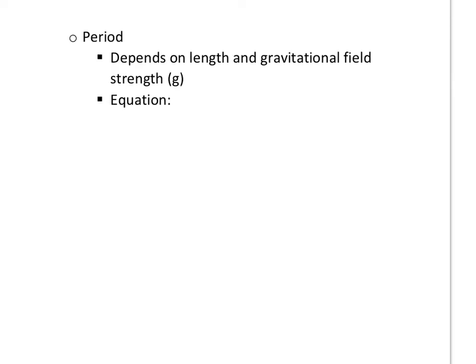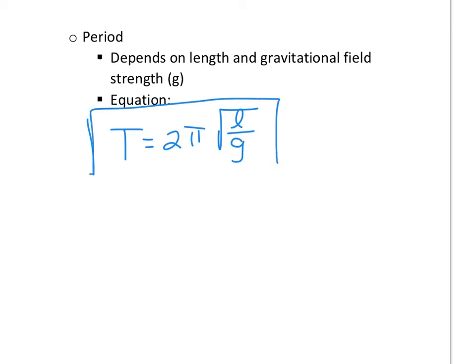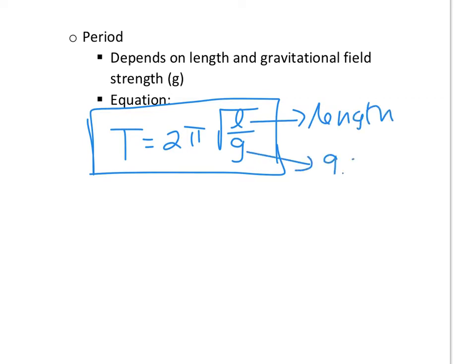Period for a pendulum is different than period for a mass on a spring. It's going to depend on length and gravitational field strength, so that's little g. The equation for period is 2 pi times the square root of L over g. So this is the length of the string. This is on Earth, 9.8 meters per second squared.